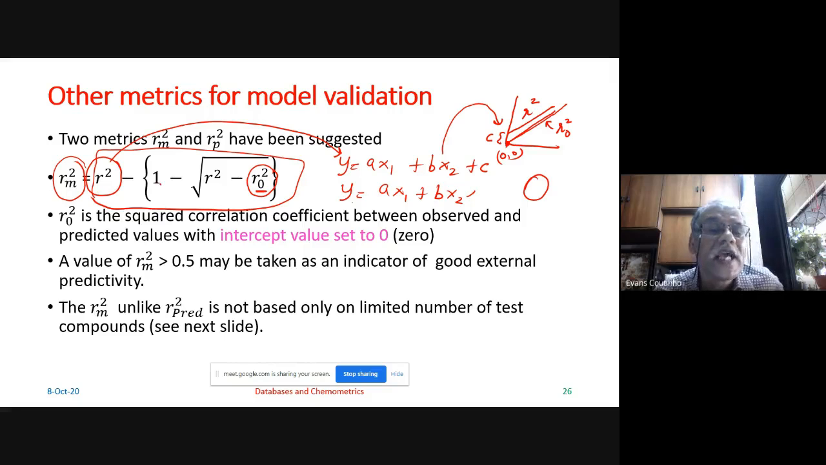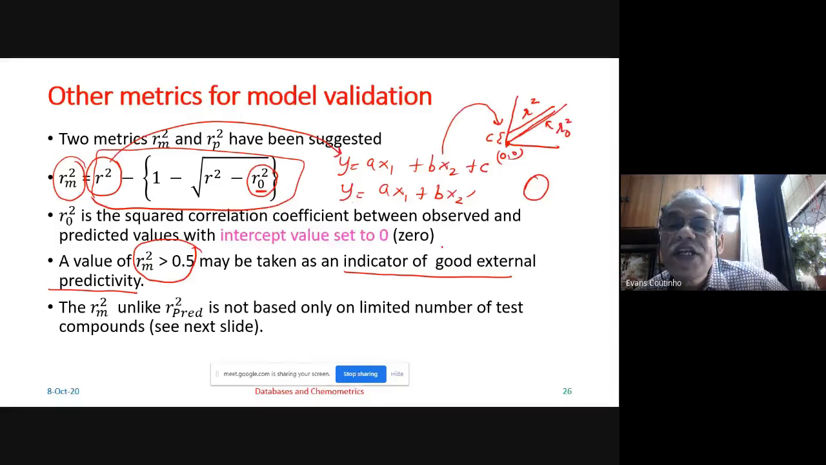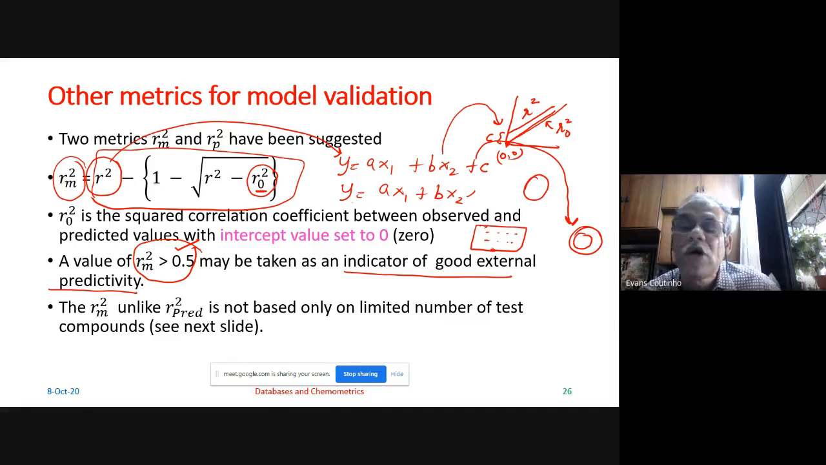Okay, so when you use this calculation, if you get an R square M greater than 0.5, you know that it's a good indicator of external predictivity. What do I mean by external predictivity? Remember that we develop models for a given database, for some molecules inside a database. If I have a molecule that is outside the database, a molecule that is different from the database, and I use my regression line to predict the activity of this molecule, which was not inside the original training database, this R square M value will tell you your confidence, how good you are able to predict a molecule that is outside of the training database. And if you get an R square M greater than 0.5, you can be happy that your prediction will be quite good.